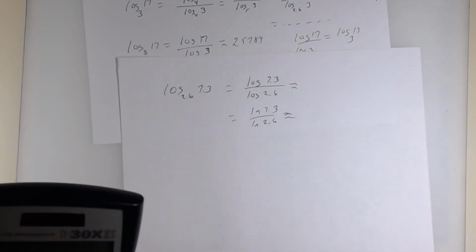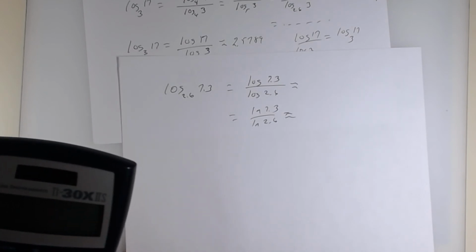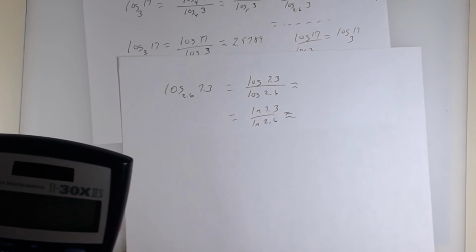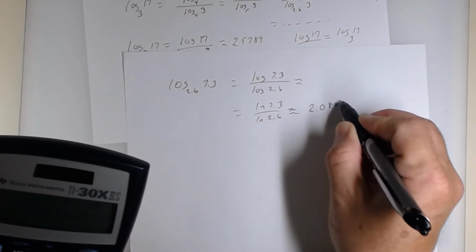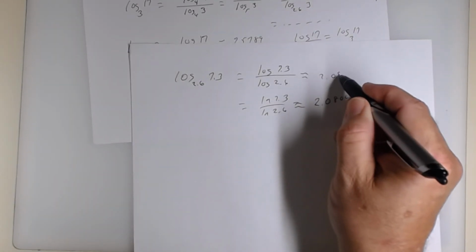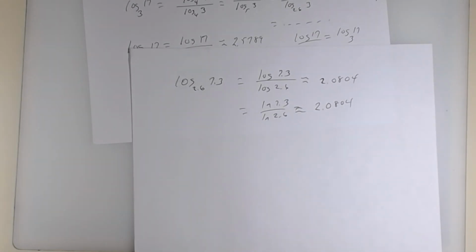So log of 7.3 divided by log of 2.6, you get 2.0804. You get the same thing if you had used the natural log. So both of those are the same thing. Okay, so that's the base change formula.